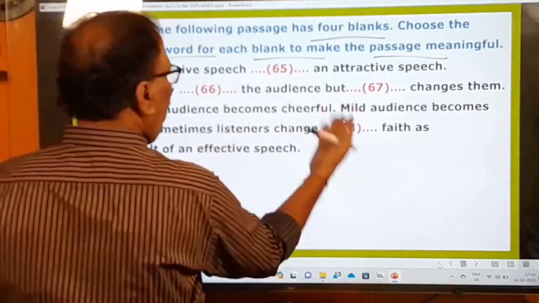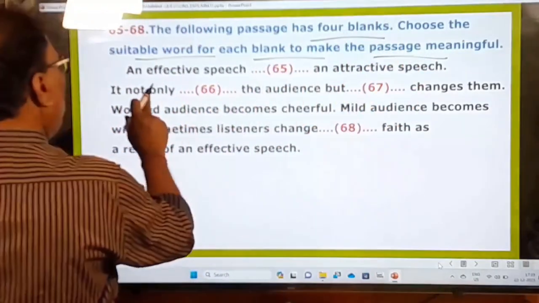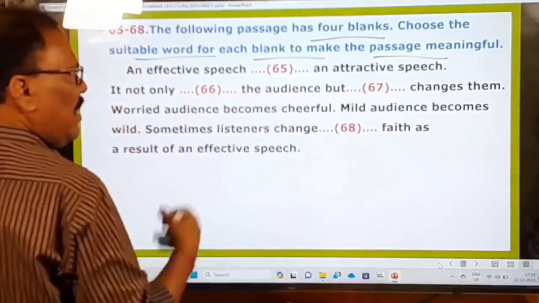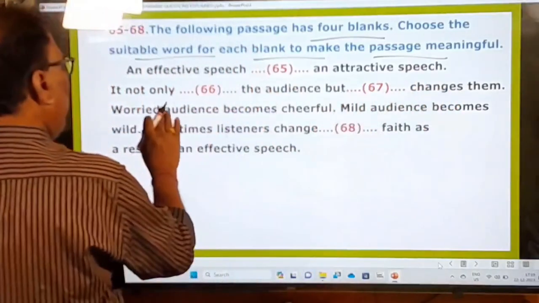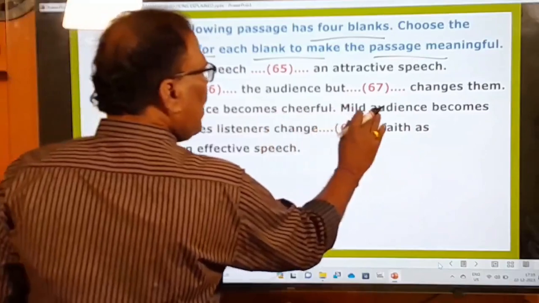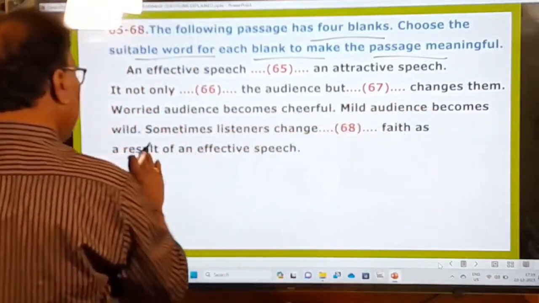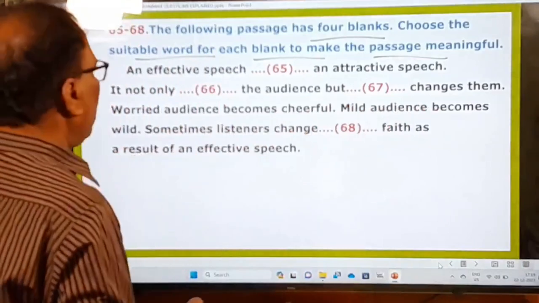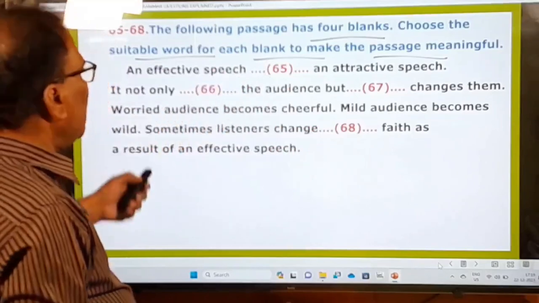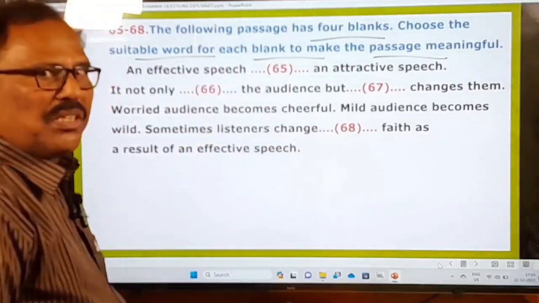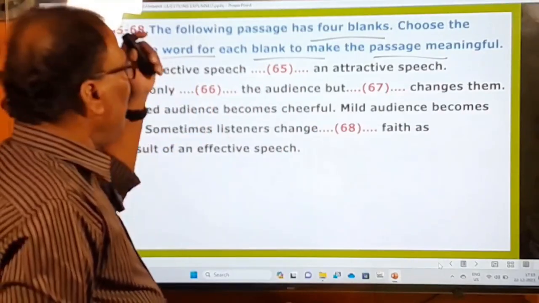An effective speech dash an attractive speech. It not only dash the audience, but it dash changes them. Worried audience becomes cheerful, mild audience becomes wild. Sometimes listeners change dash faith as a result of an effective speech. So this is a small passage with four blanks in it, and now let us fill in those blanks with the suitable words given from the options for each blank.